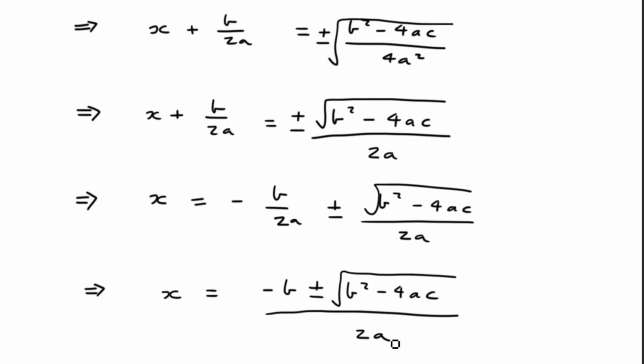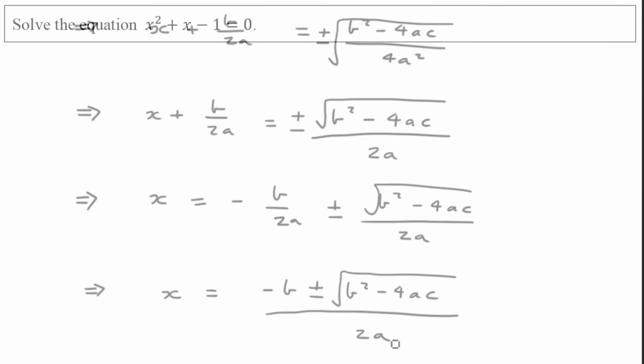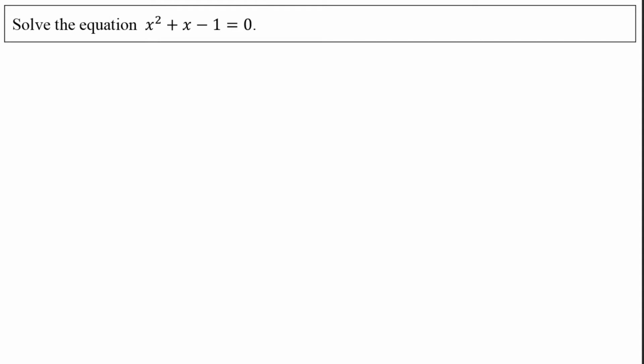Let's just stop and think what we've got here. We started off with a completely general quadratic equation, ax squared plus bx plus c, and we have ended up with a formula which tells us what the values of x are. So using this formula is a way to solve any quadratic equation. Let us look at some examples. Let us use the quadratic formula to solve the equation x squared plus x subtract 1 is 0.